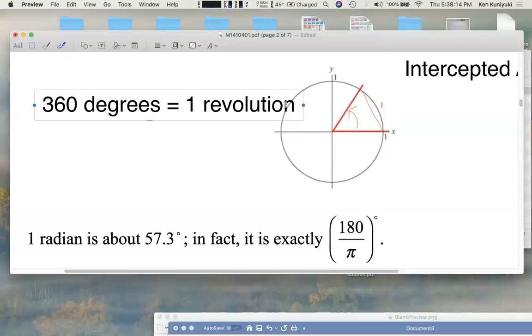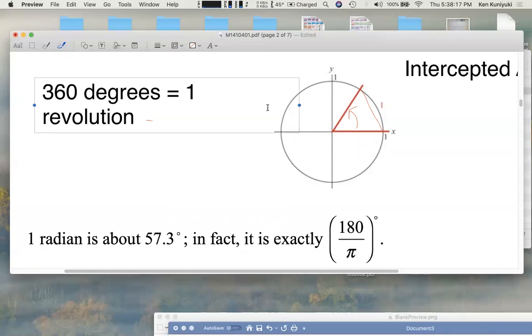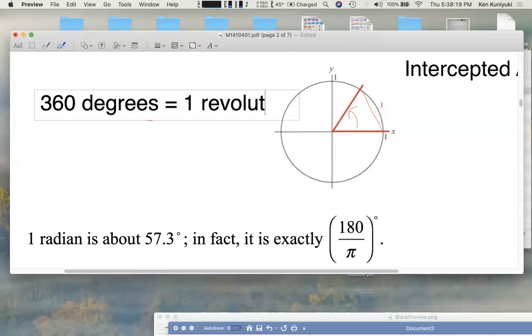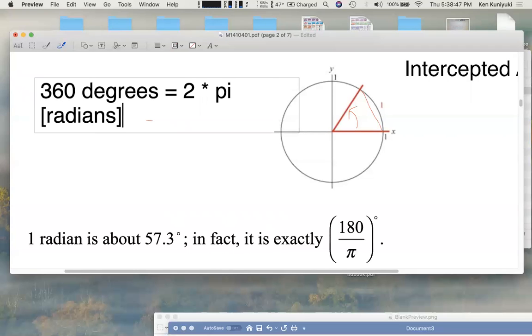Trying to move this. So in radians, what are we talking about here? Well, in radians, we would be talking about the entire circumference, the entire distance around this circle. What's the formula for the circumference of a circle of radius r? Well, let's start with 2 pi r. But wait a minute, the radius here is 1, so we just have 2 pi. 360 degrees equals 2 pi, and we can call these radians. I'll put it in brackets.